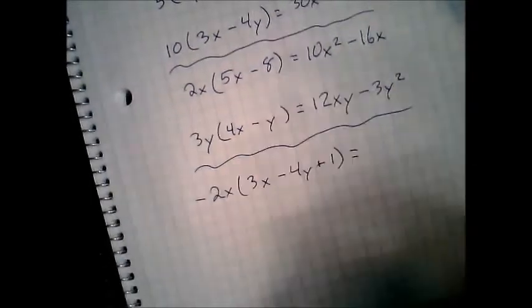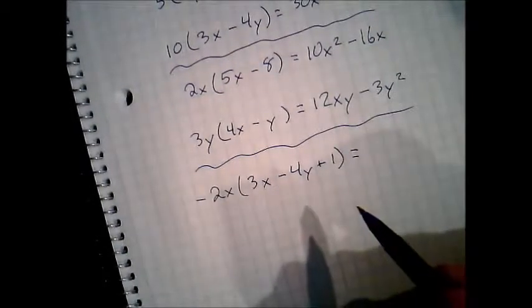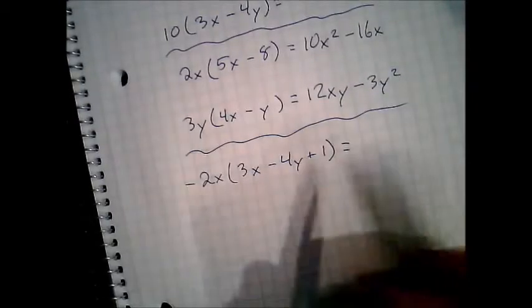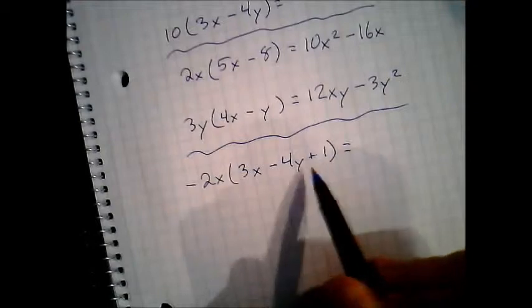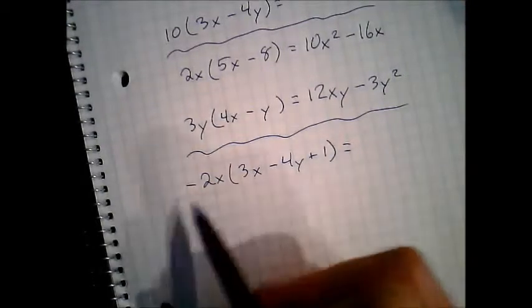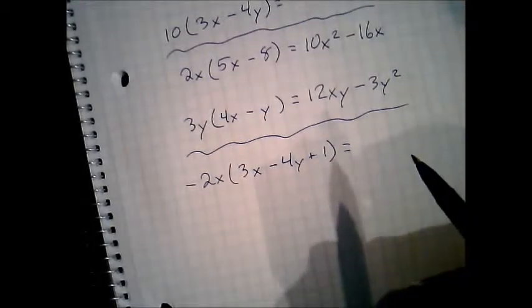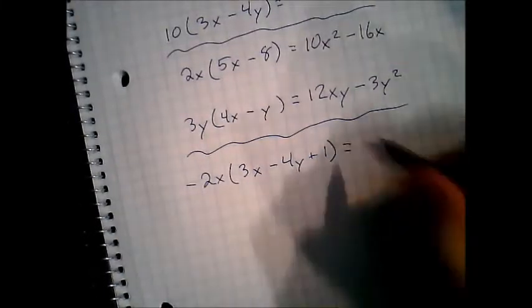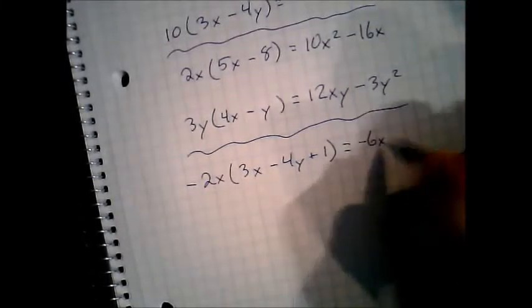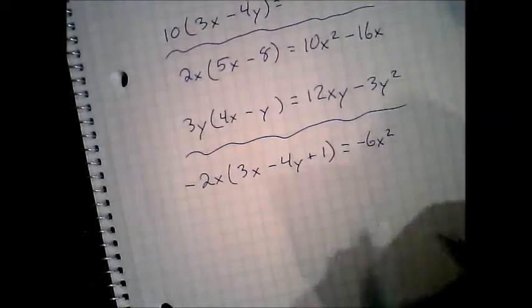To do. All we need to do is be just careful with our signs. Also, just because we have 3 terms in the middle doesn't mean we do anything different. We want to multiply every single term in our group, no matter how big the group is, by this outside number, by this outside term. So we do negative 2x times 3x is negative 6x squared.